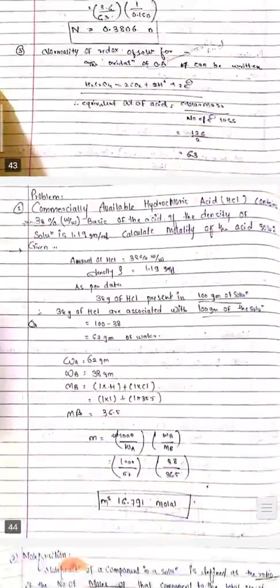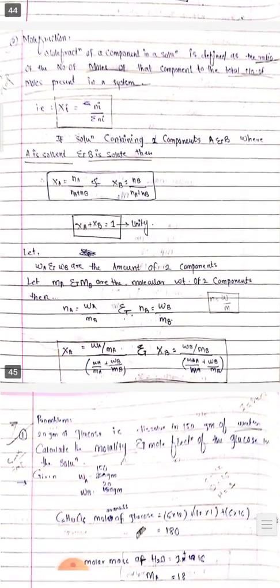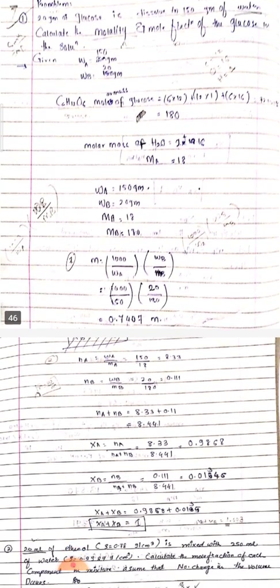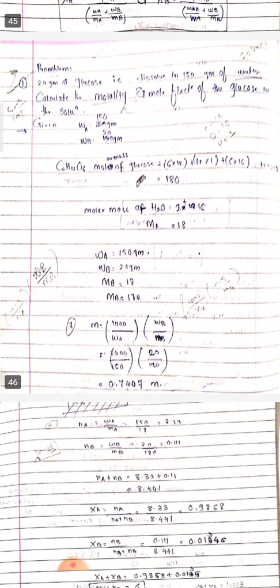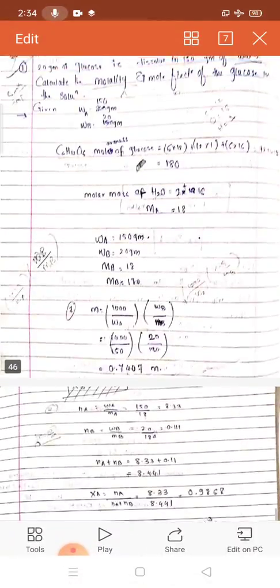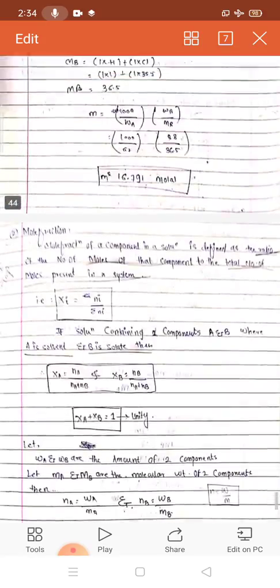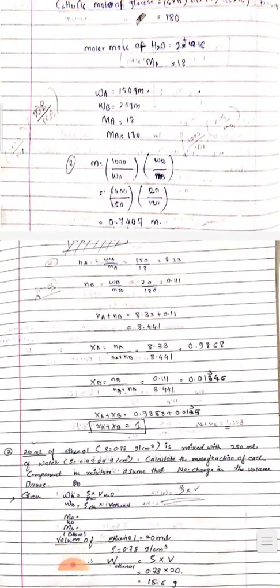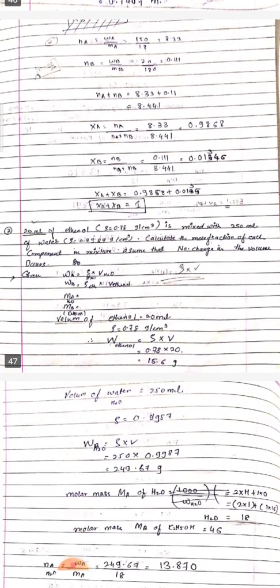One page is missing here. I will explain that molality also. Molality can be calculated by the formula 1000 into Wb divided by Wa into Mb. This formula you have to remember for the calculation of the molality. That is, molality is nothing but the number of moles of the solute present per kilogram of the solvent. That is the molality.